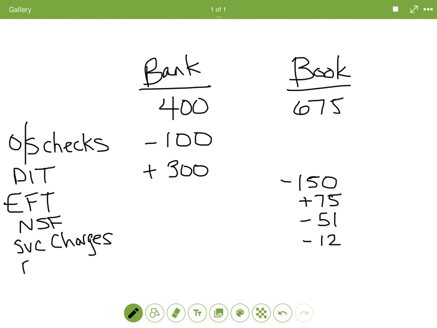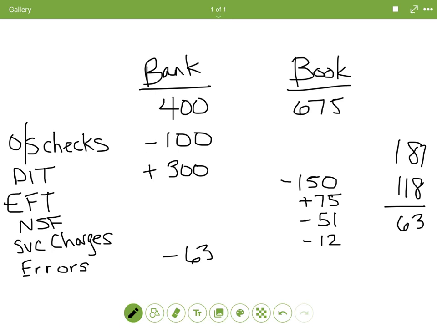And the final one are errors. Errors can happen either by the bank or from the company's side, and that will dictate whether you will be increasing or decreasing the book or the bank balance. If we assume that the bank made an error and recorded a $118 deposit as $181, that would mean that the bank has over deposited into our account by $63. So that would be a $63 deduction from the bank balance.